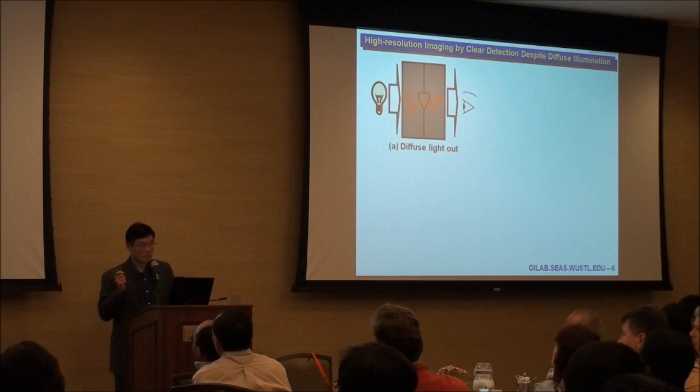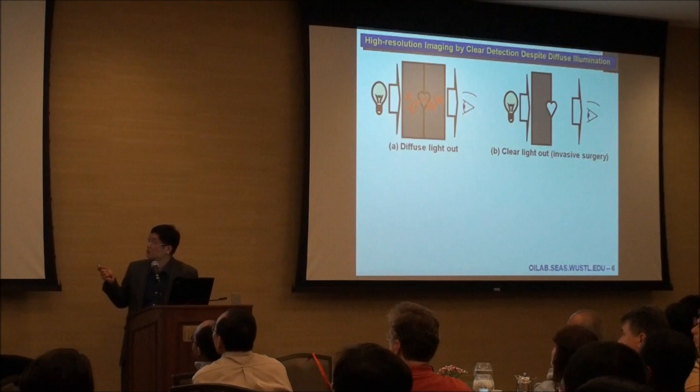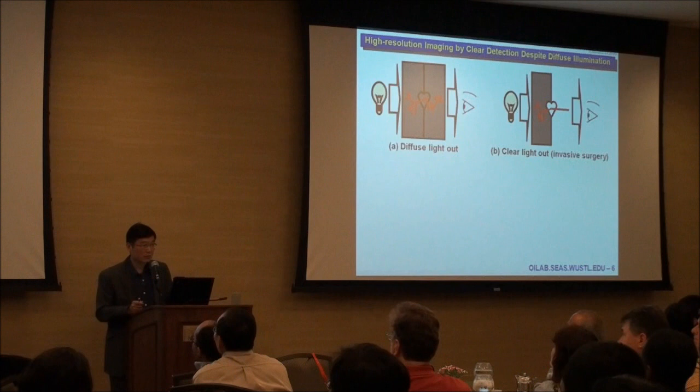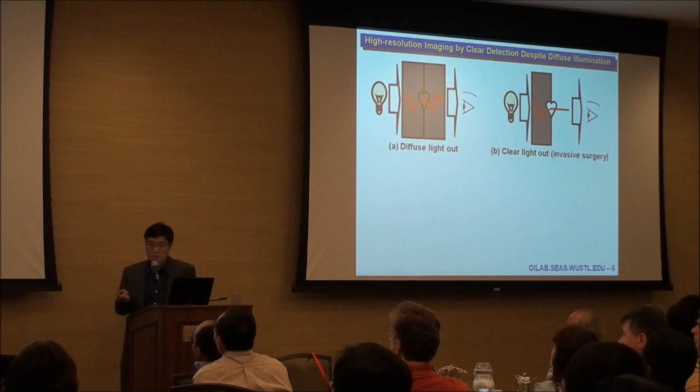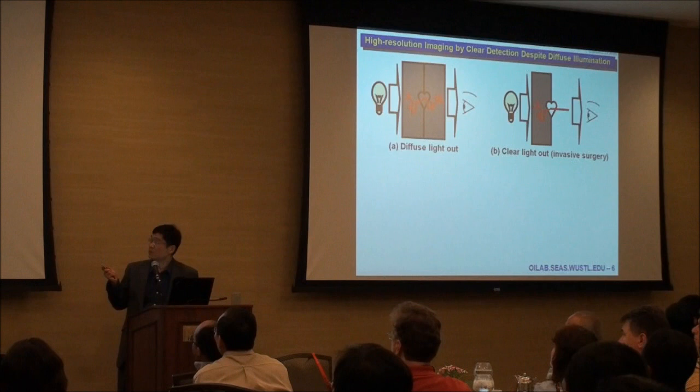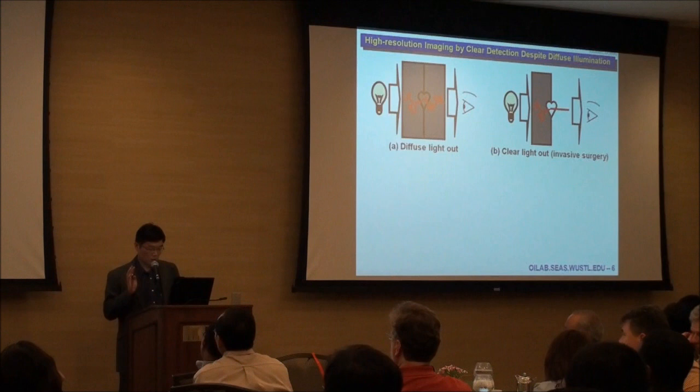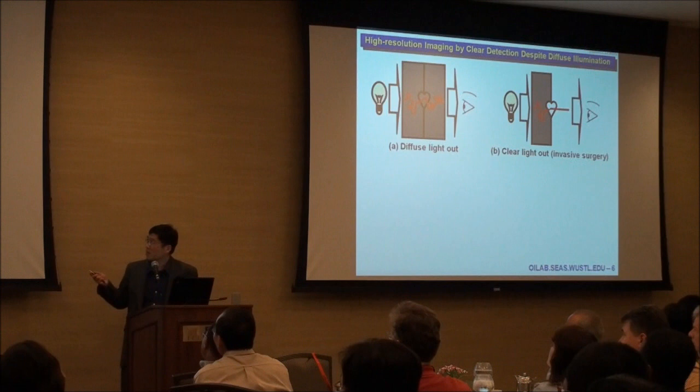If you cut open the tissue to expose the middle plane, now the detection photon path is very well defined, even though the illumination photon path is still tortuous. So one-sided clarity will be sufficient for you to get a good image. Now we're focusing on the detection side. You can think of other methods where you make the illumination side clear and well defined to get a good image as well. But this is not useful for imaging because it's invasive.